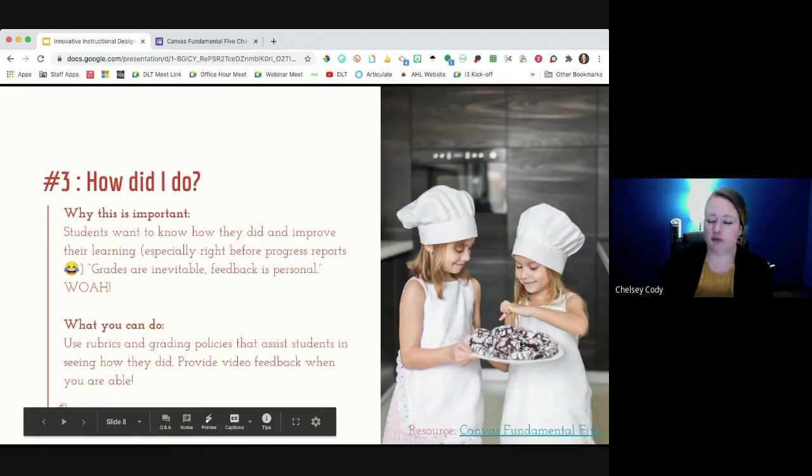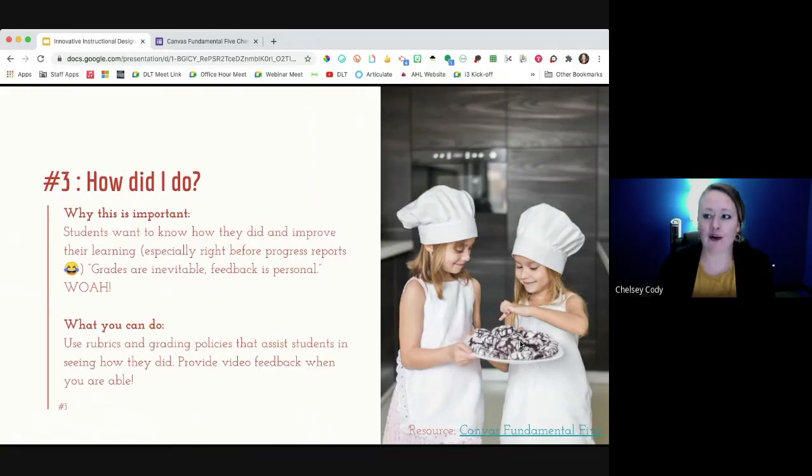How did I do? Students want to know how they did, especially with grades, right? Mention those progress reports, they look at how they're doing, meaning how much missing work they might have or how they performed on certain assignments, and they really want to know how they can improve. So I like this quote from Canvas. Again, you can look at their Fundamental 5, but grades are inevitable. Feedback is personal. So grading the students and having policies that allow them to see how they did easily and providing that feedback can make an impact on that student learning.